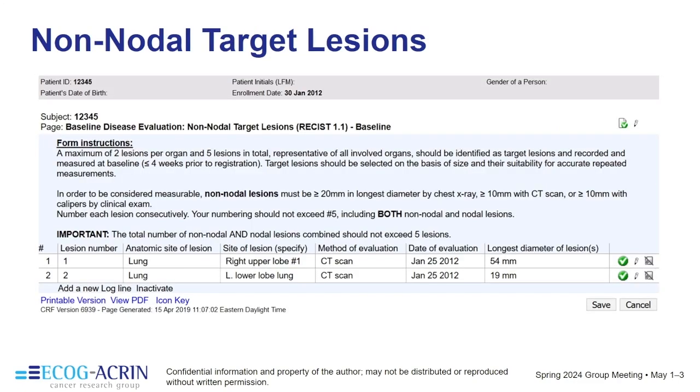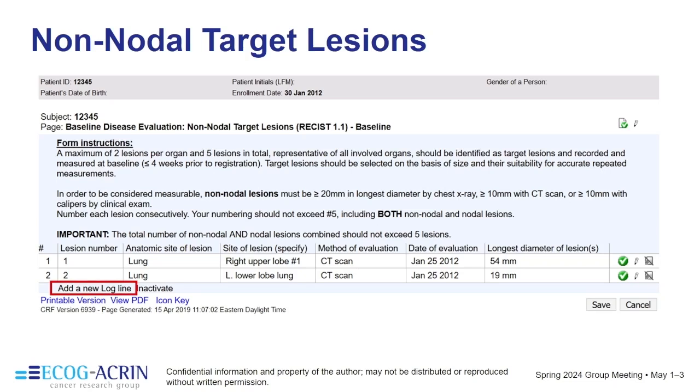So this is what it would look like if there are 2 lung lesions. Please note that they both have the anatomic site of lung, but the site specified really clarifies which lung nodule is each. This is important. We need to keep track of them consistently through each reporting period. They're also numbered consecutively.